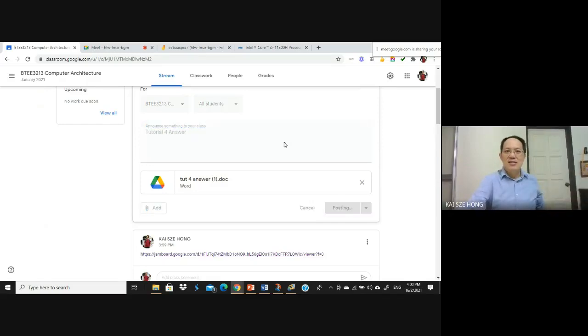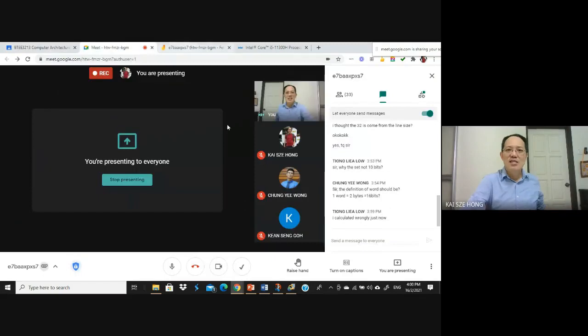So I think I have to end the class now, because I calculated wrongly just now. Oh, I see. So the definition of word should be one word equals 2 bytes. The word is very difficult because one word for a 16-bit computer is 2 bytes, but for a 32-bit computer is 4 bytes. So you definitely have to look at their definition. And for your information, this world has many computer scientists, so they might use different terminology for the word.